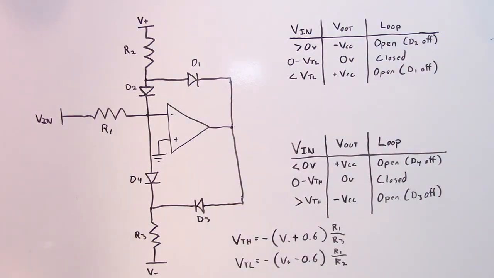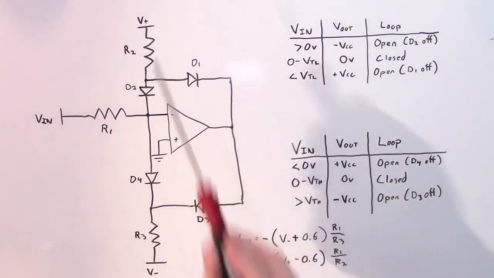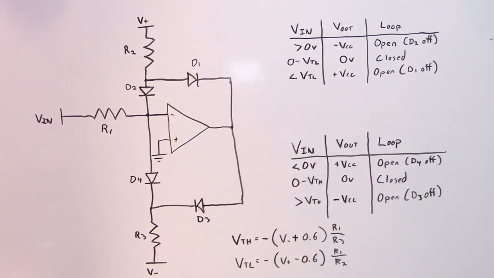For example, let's make it easy. I'll set all of my resistors to the same value. So both of these ratios are just going to be 1. And I'll set my V plus to plus 5 volts and my V minus to minus 5 volts. Well, minus 5 volts plus 0.6 volts, accounting for the diode drop here, is going to be negative 4.4 volts. Negative 4.4 volts is positive 4.4 volts. So my high trip voltage is going to be plus 4.4 volts.